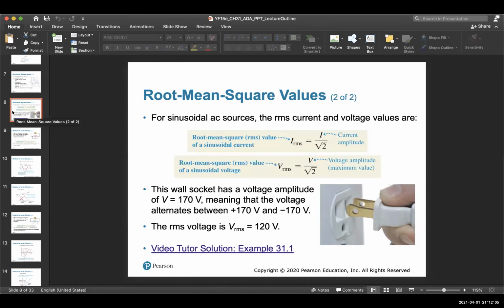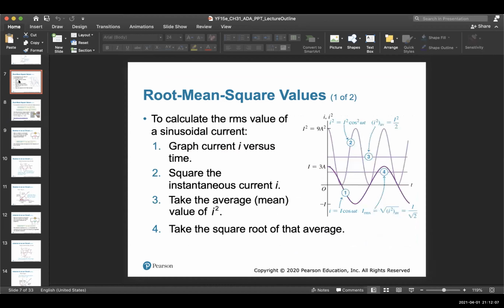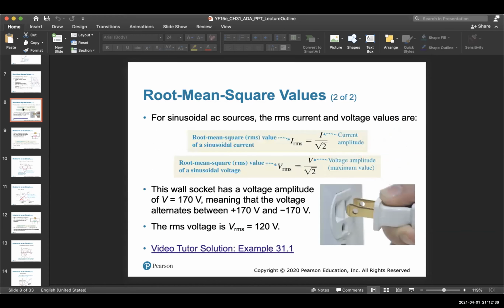Where did the square root of 2 come from? We took the current, we squared it. We found the average, but the average of cosine squared is a half. Over a period, if we find the average value of cosine squared, it's equal to 1/2. So the average is half I squared. We took the square root again. That's the square root of I squared, that's I, but now we've got that factor of 2 in the denominator that we took the square root of.